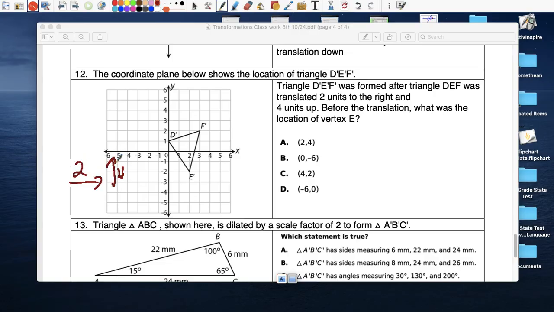So let's do the reverse of that. So let's go 2 to the left and 4 down. 1, 2, 3, 4. This is where originally the vertex E was. So this triangle was originally somewhere like this, and then it traveled 2 to the right and 4 up. Okay, so we want the exact location. Well, there we go. The exact location is (0, -6) right here.